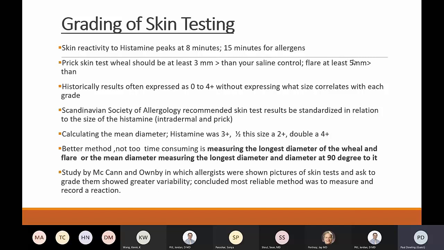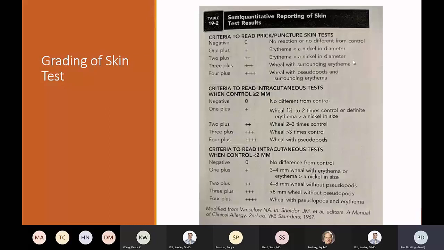There was a study by McCain and Ondi in which allergists were shown pictures of skin tests and asked to grade them. They showed great variability and concluded it wasn't a very reliable way of measuring or recording skin testing. So they recommended actually measuring the wheal and the flare. This is taken from the 60s. This was different criteria that people used for 1+, 2+, and negatives.